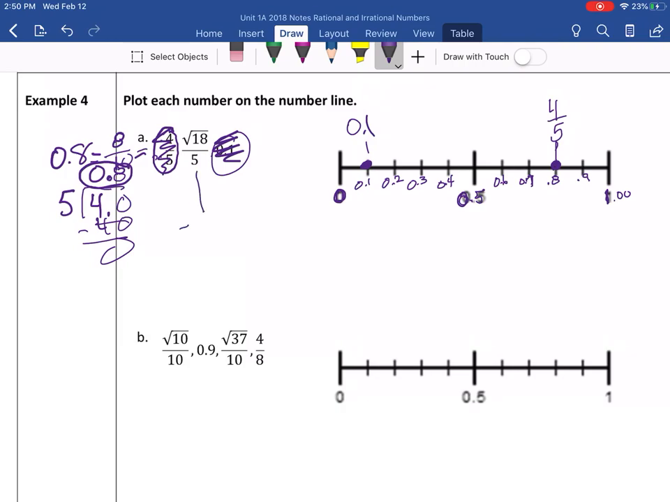So let's see, which one will this be? The square root of 16 or the square root of 25? 18 is really pretty close to the square root of 16, isn't it? Just a little bit past, so this would be a 4. So maybe a 4.2 will go.